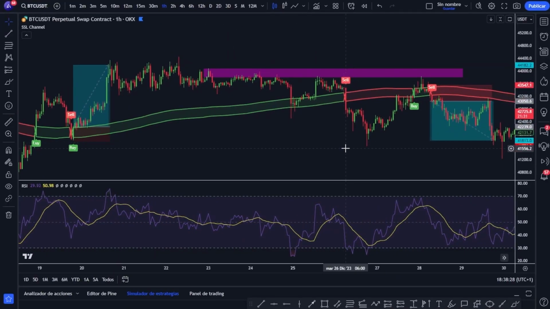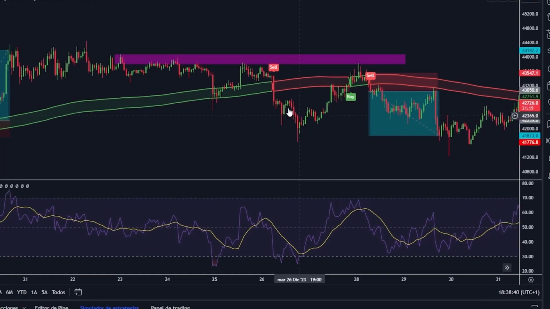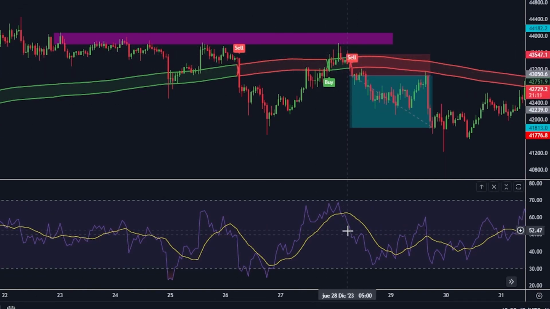In this first breakout, the RSI is already in the extreme oversold zone, which makes it very risky to enter. However, if we wait for the pullback, again, the second sell signal is in the intermediate RSI zone, ensuring a better entry and taking those profits.